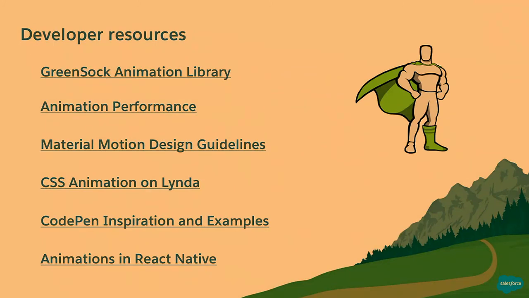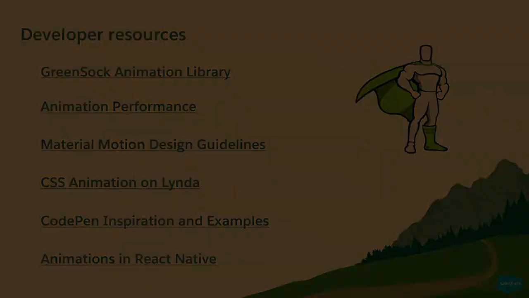The first is the GreenSock Animation Library. It's a JavaScript library that optimizes your animations for different browsers and helps make them more performant. The second are a couple of animation performance guidelines, and I think if you see these slides online, you'll be able to click on these links. Then a few CSS tutorials on how to make animations in CSS, and animations in React Native for mobile.